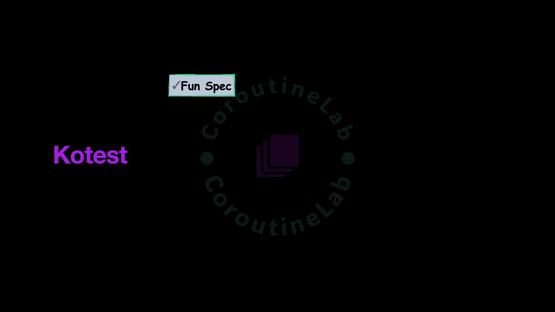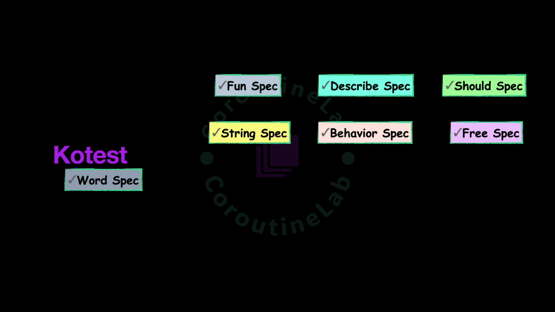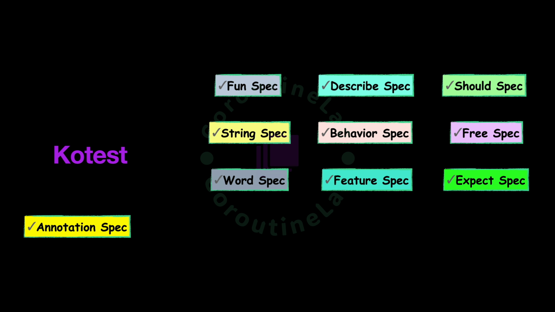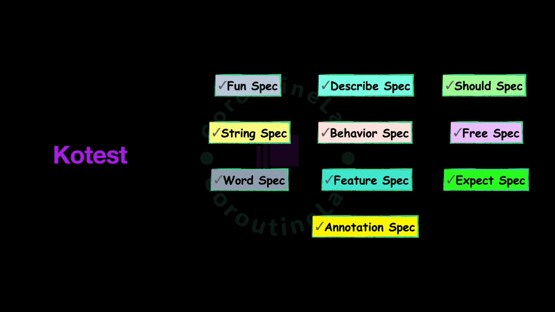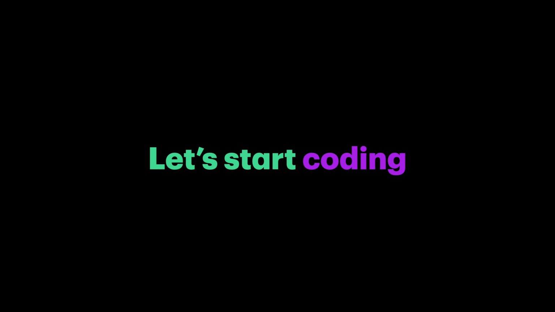There are various writing styles in Kotest, and we'll explore some of them as we write our test cases. However, it's important to note that while we're using different styles here for demonstration purposes, when you're working on a project or submitting your work in a professional setting, it's best to stick to a single style. Consistency in test writing makes your code base easier to read and maintain for your team. Now, let's jump into the coding part.